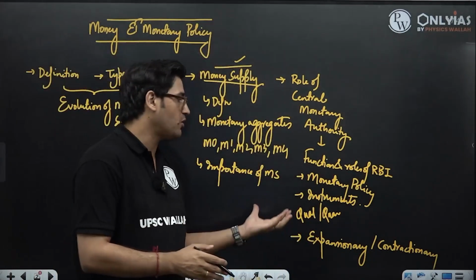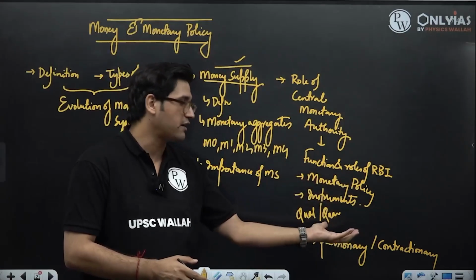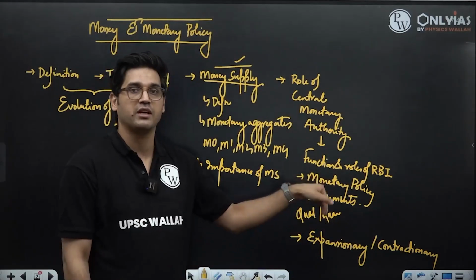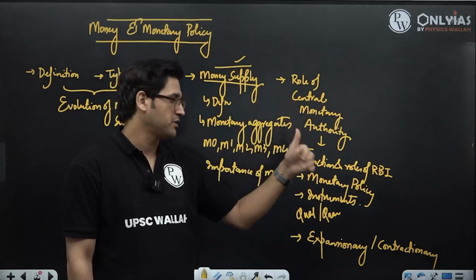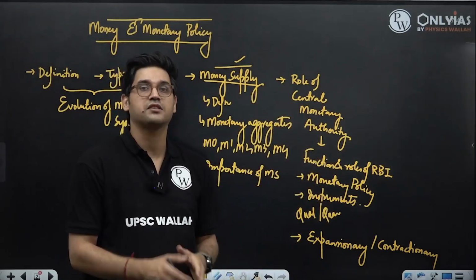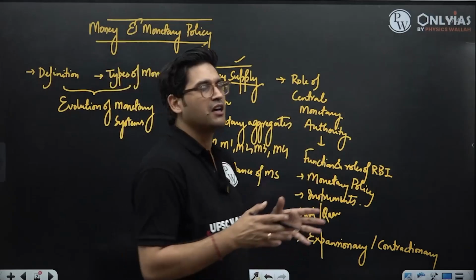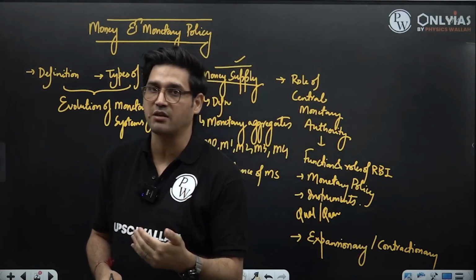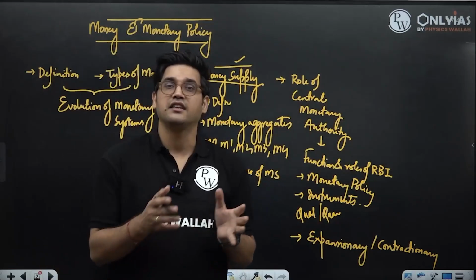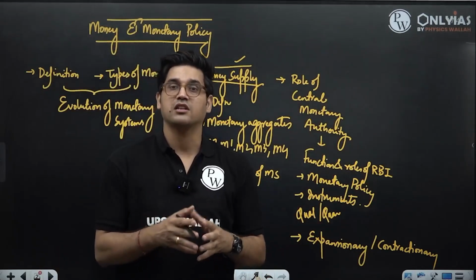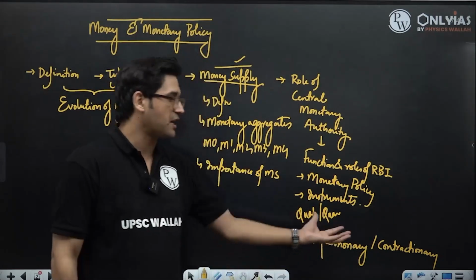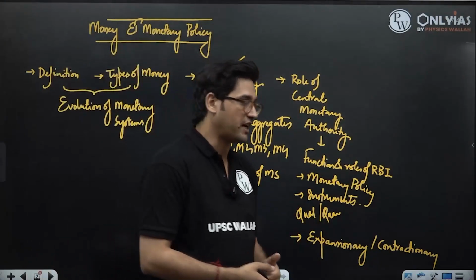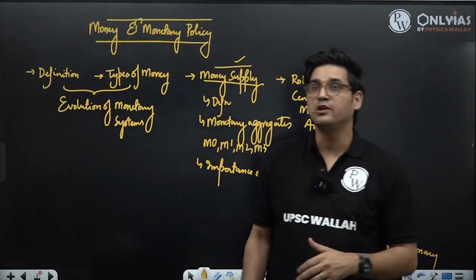What do we mean by qualitative tools? What do we mean by quantitative tools? What are direct instruments, indirect instruments? How does the RBI tweak the money supply? Thereafter, we will be discussing the various types of monetary policies. Broadly speaking, two types, which are expansionary and contractionary monetary policies and their role and importance. What are the various circumstances in which these types of policies are followed? Let us begin our understanding with the evolution of money.